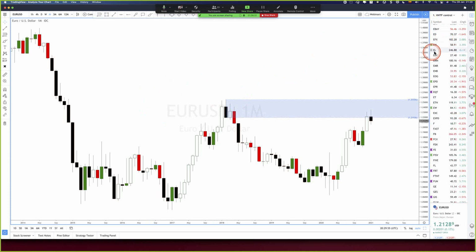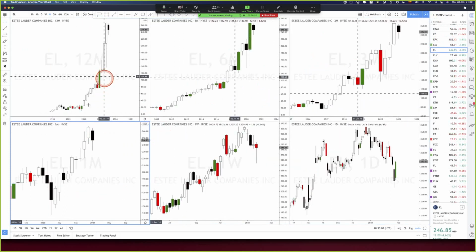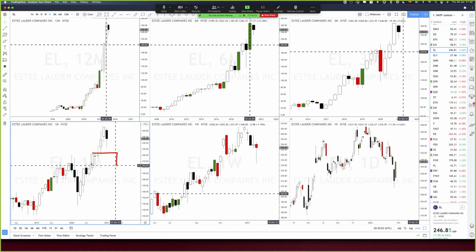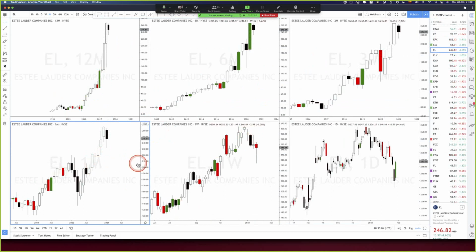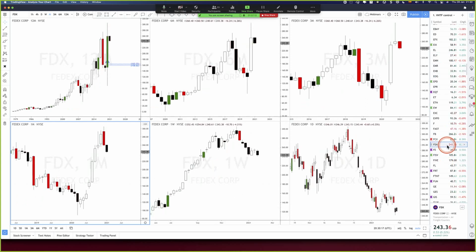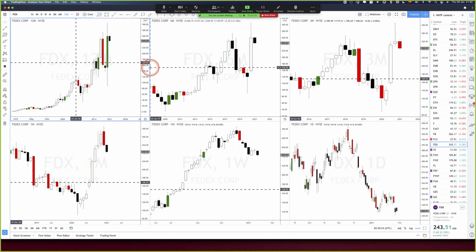So why should I? I go, for example, to Estée Lauder, okay? 12 months up, monthly average amount over there. Why should I care selling here on the weekly? I don't care. I'm looking to go long. Let's say Federal Express, okay? Federal Express, what would you do on Federal Express right now? What would you do? Anyone? Sell? No.